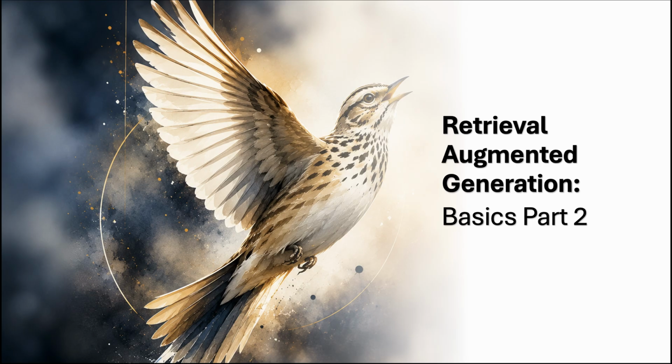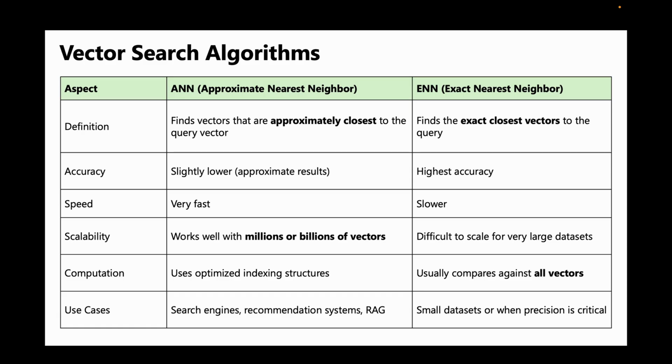In this episode, we will continue our discussion on vector databases and retrieval augmented generation. Vector databases support different algorithms for searching embeddings that are similar to the query embedding. At a high level, these algorithms can be divided into two categories: exact nearest neighbor or ENN and approximate nearest neighbor or ANN.